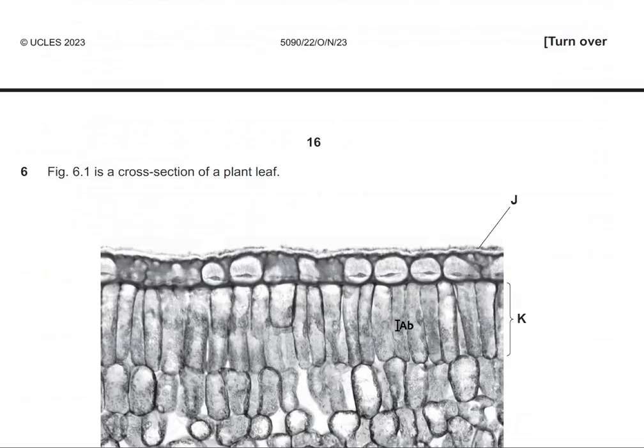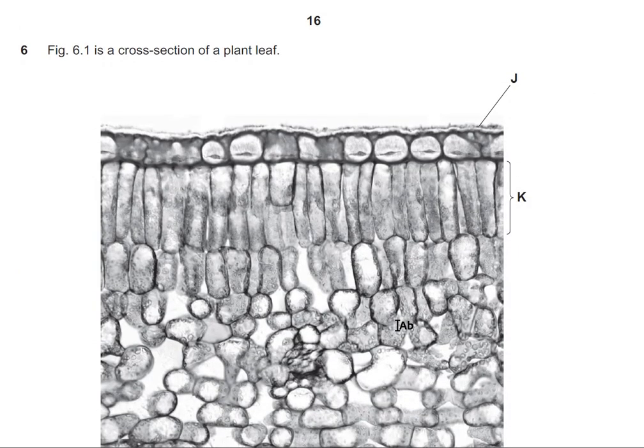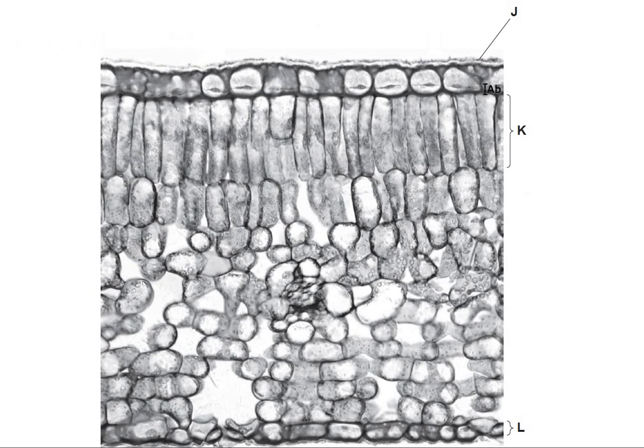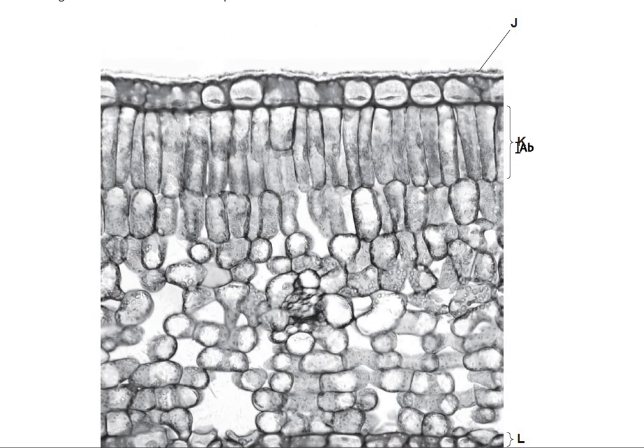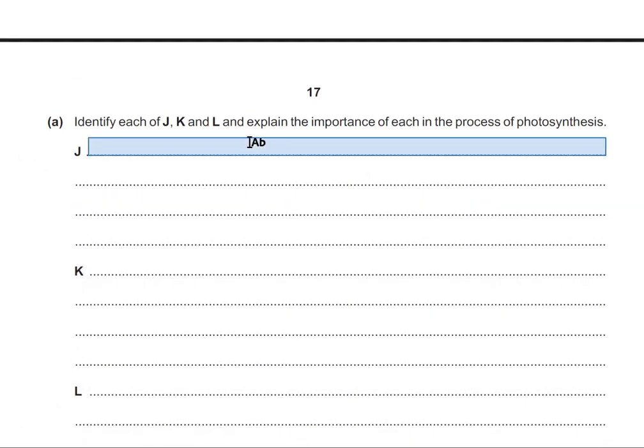All right. Now, question number 6. Question 6 says figure 6.1 is a cross section of a plant leaf. So this is the leaf. This is a cross sectional diagram. So we have J, we have K, we have L. They say identify each of J, K, and L and explain the importance of each in the process of photosynthesis.